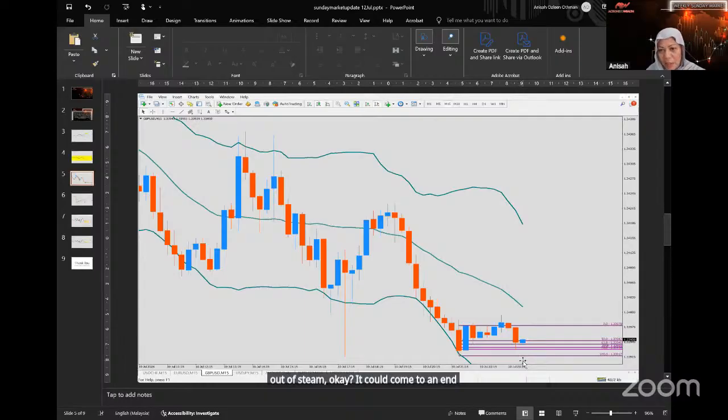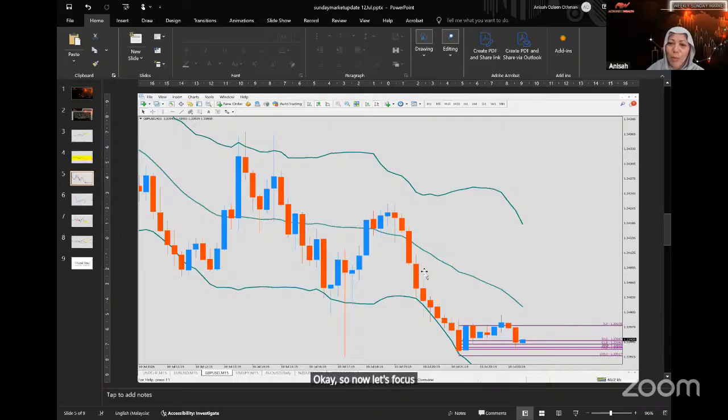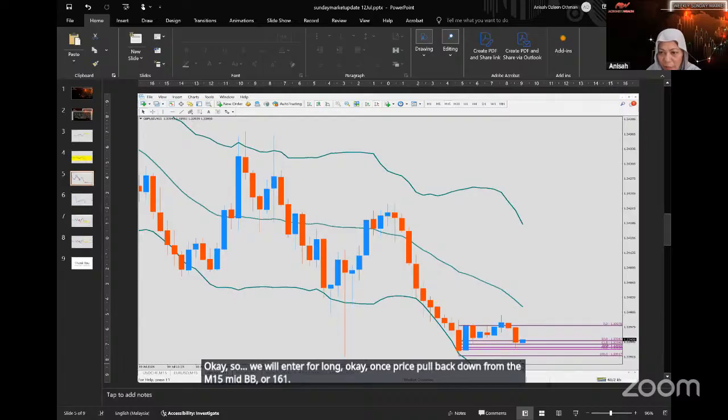So in this case, I'm wanting to go for long. We are using Bollinger Band. I want you to ignore those Fibonacci that I placed, that I will come to visit later. So now let's focus on trading with just Bollinger Band, with the current price in between the mid BB and the lower band. So we will enter for long once price pulls back down from the M15 mid BB or 161.679.